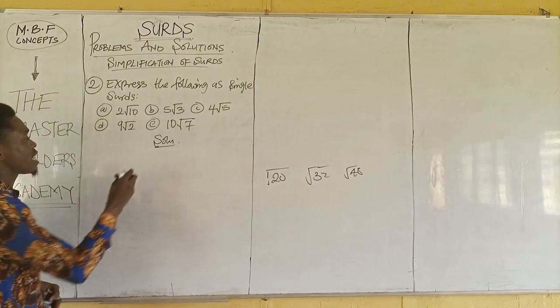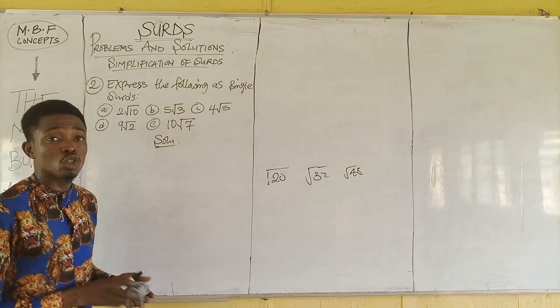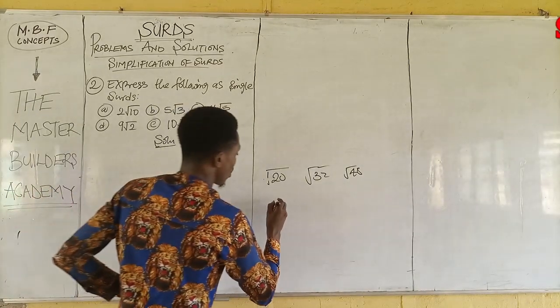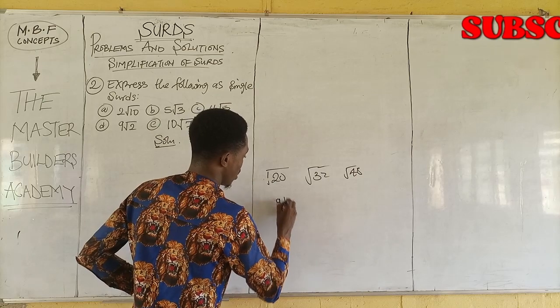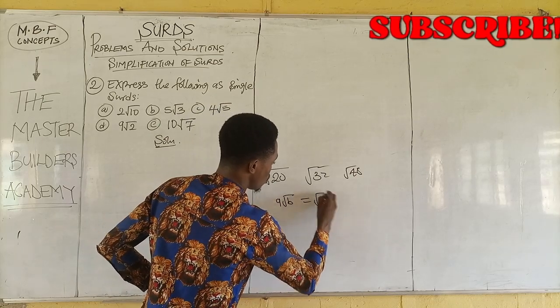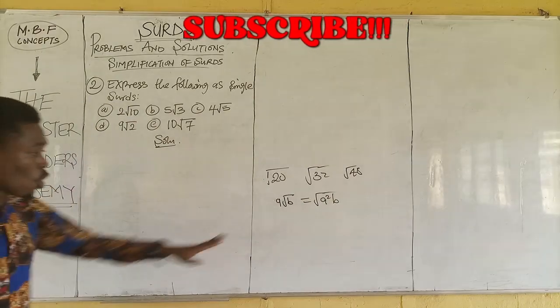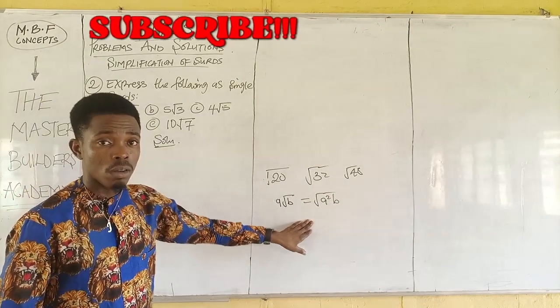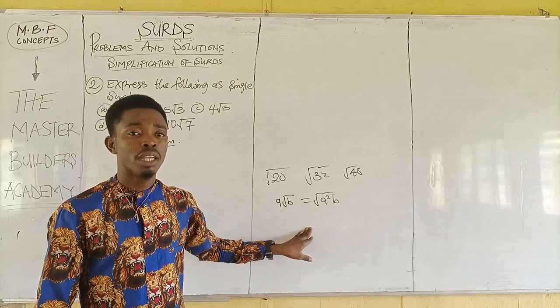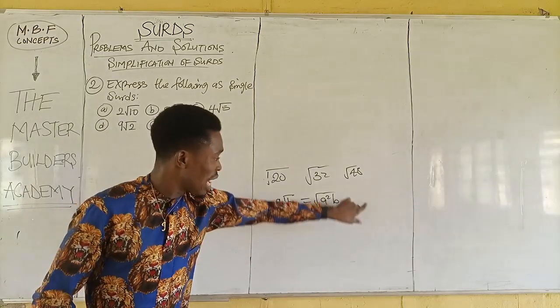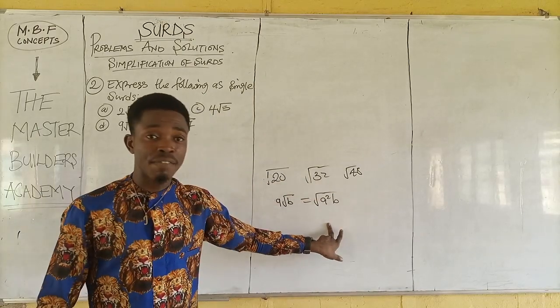Now, how do we get this done? To get this done, we are going to use one of the rules. I think it's rule number 5, where if I have root AB, this will give us the square root of A squared B. Hope you recall this rule from video part 1. In part 1 of this video, this is one of the rules that I gave to you guys.